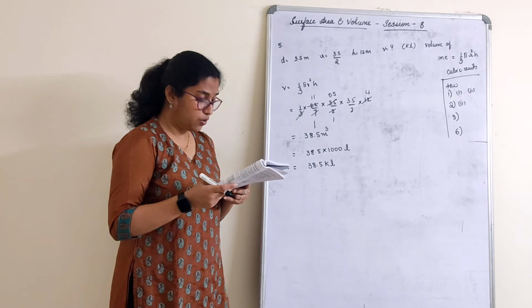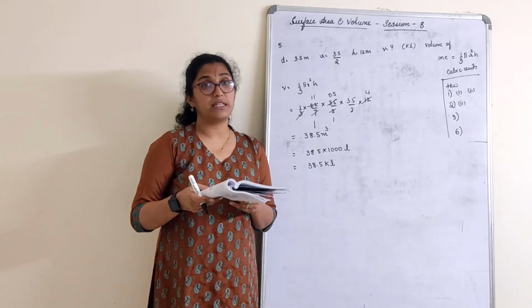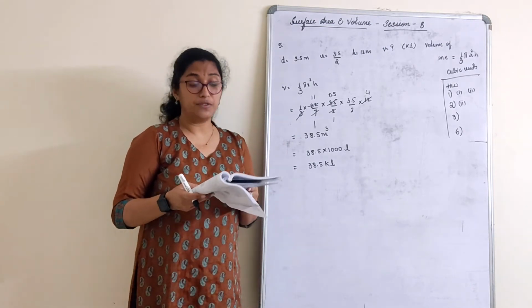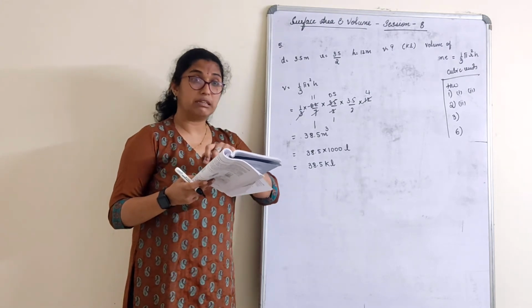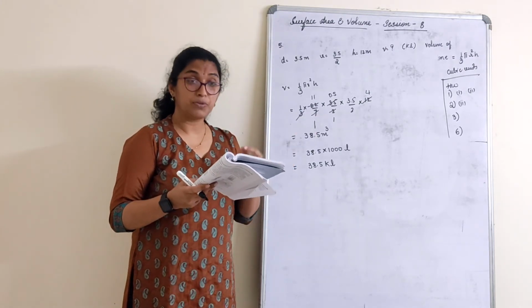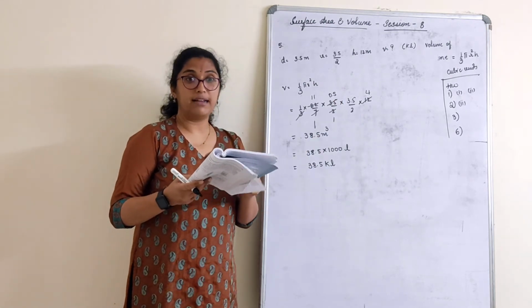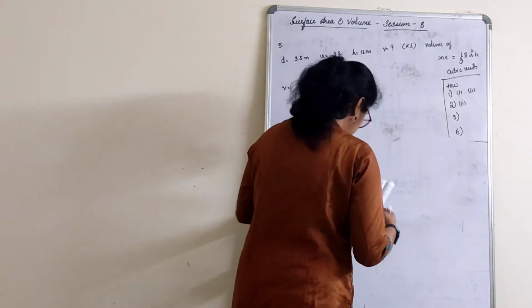Sixth one I have marked for homework. The volume of a right circular cone they have given. Diameter of the base is 28, so its radius will be the half of it. Height of the cone: using radius and volume, find the height. Using height, find the slant height. Using slant height, find the CSA. So sixth one is marked for homework, children.